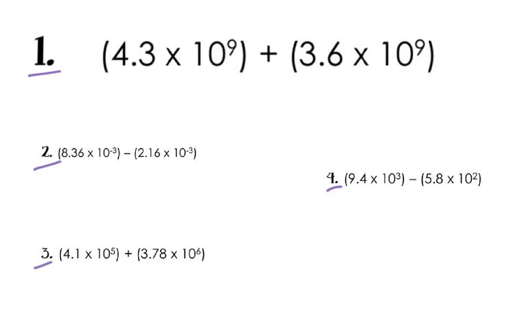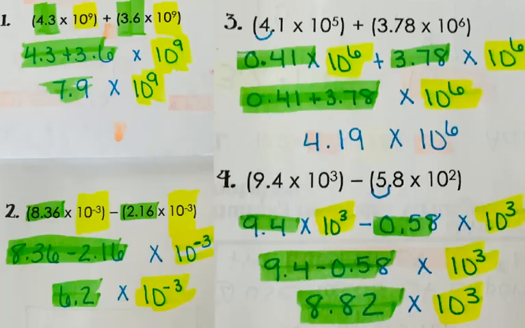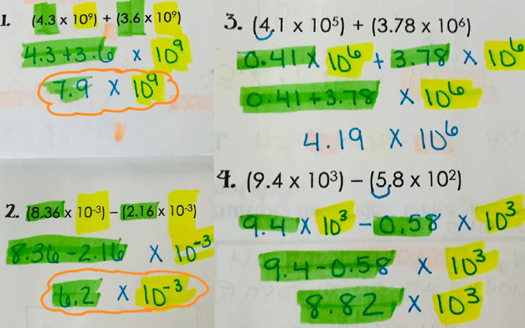Okay, hopefully at this time you've paused the video and you've worked these 4 problems out, so let's see how you did. No matter which method you took, you should end up with the same final answer. So number 1 should have been 7 and 9/10 times 10 to the 9th. Number 2 should have been 6 and 2/10 times 10 to the negative 3. Those two already had them at the same exponent.